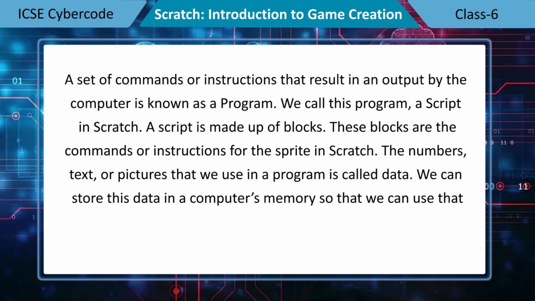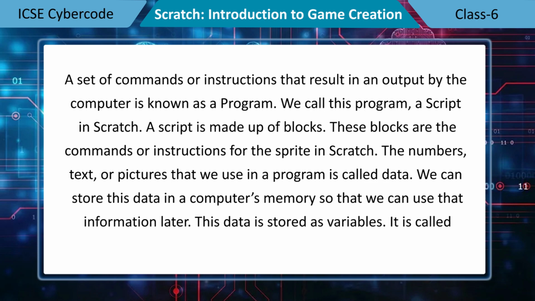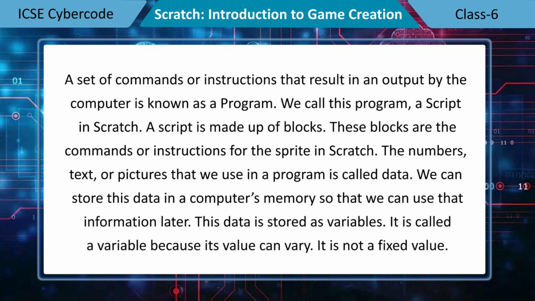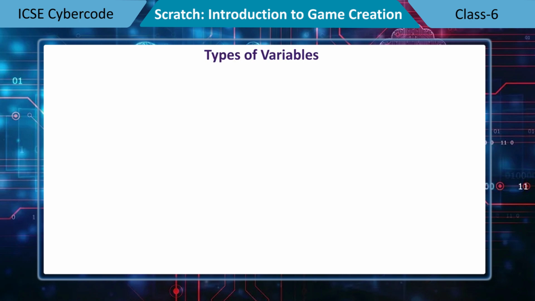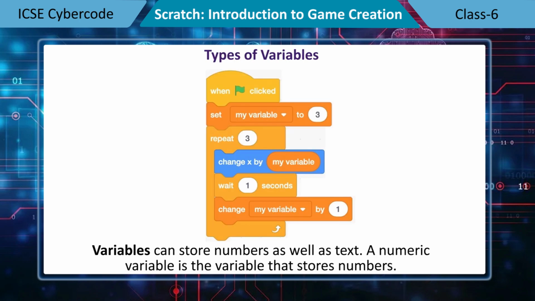We can store this data in a computer's memory so that we can use that information later. This data is stored as variables. It is called a variable because its value can vary. It is not a fixed value. Types of variables. Variables can store numbers as well as text.